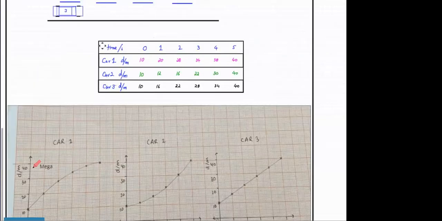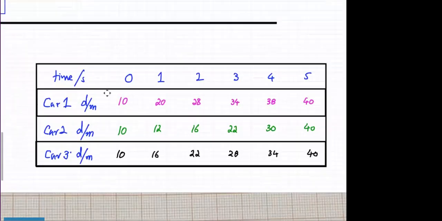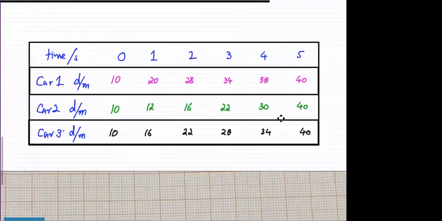Now, three cars are observed moving on a track side by side. This is the person who is observing them, and he is recording the time and the distances from him for the three cars. So he recorded these three rows of data for three different cars. Now, as we can see, car number one, when the observation begins, it is at a distance of 10 meters.